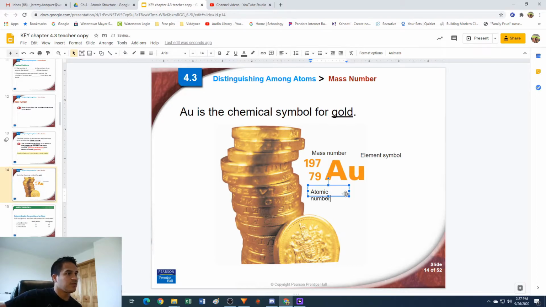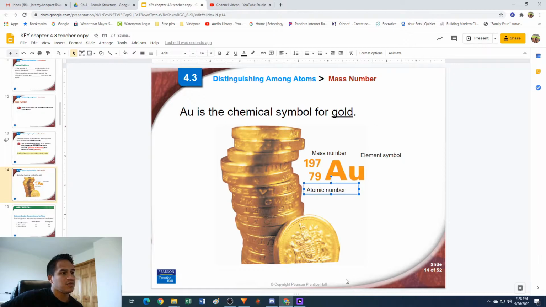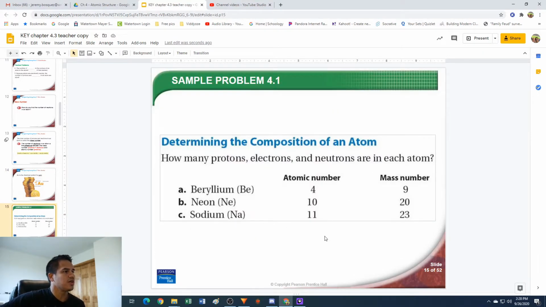So if we want to find the number of neutrons, and we have an atom written in this kind of notation, all we have to do is just take the larger number on top, subtract the bottom number down below, and that's how many neutrons there are. Okay, pretty simple subtraction problem. So let's take a look at another example problem here. It says, how many protons, electrons, and neutrons are in each atom?